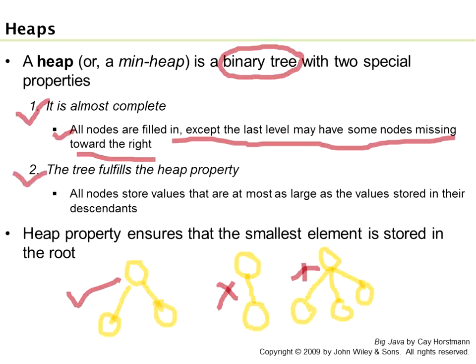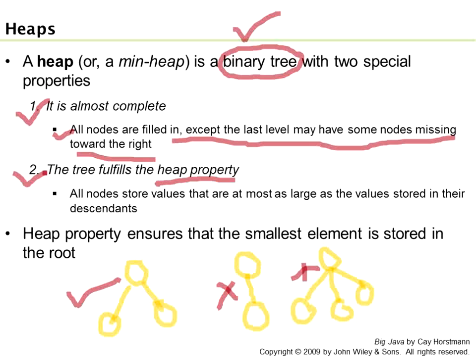Now see the second property. The tree fulfills the heap property. Now what is the heap property? Binary tree. Okay, it is a binary tree. That's right. But what do you mean by heap property?